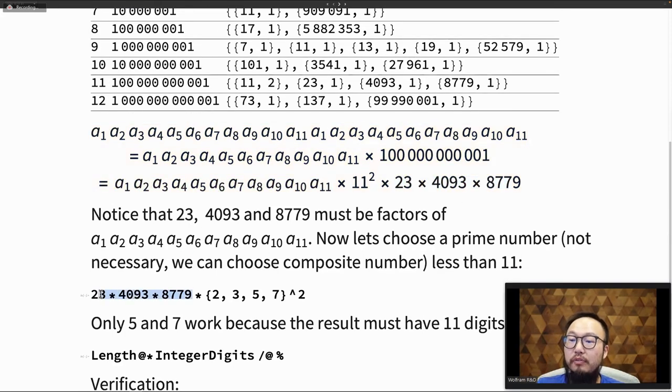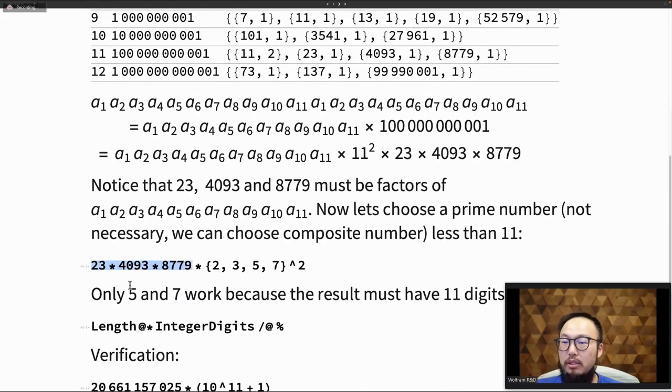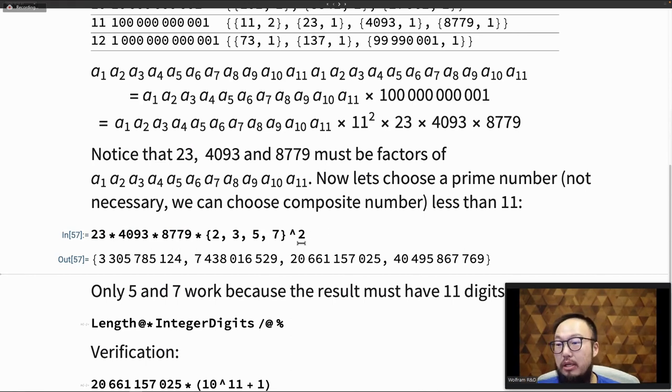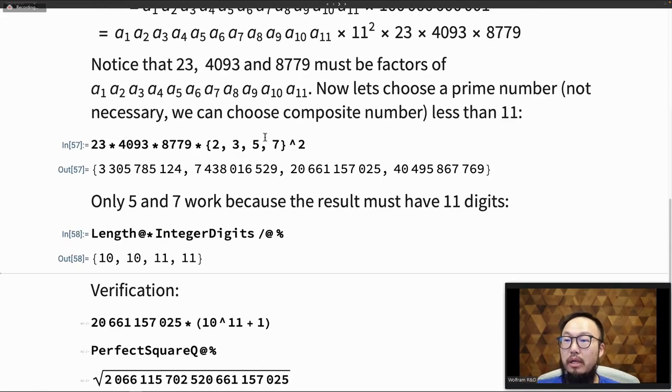But these factors are not enough, because if this number only has these factors, you can just multiply them out and you won't have 11 digits. So we need to put in some numbers to make the 11 digits. We need to do some calculation and find the right one. So this number times 7 squared is 11 digits.